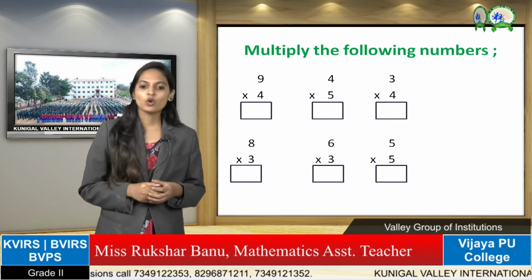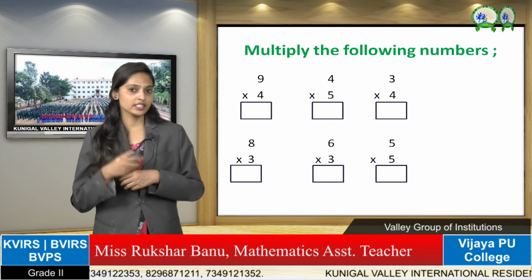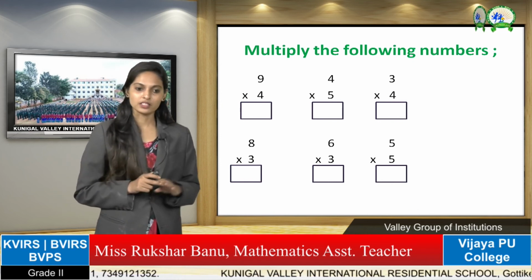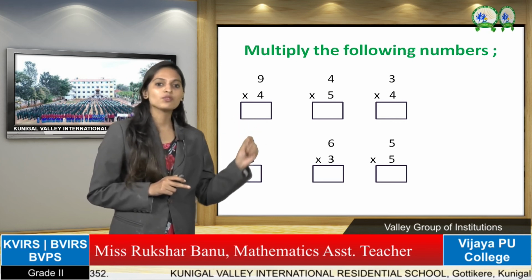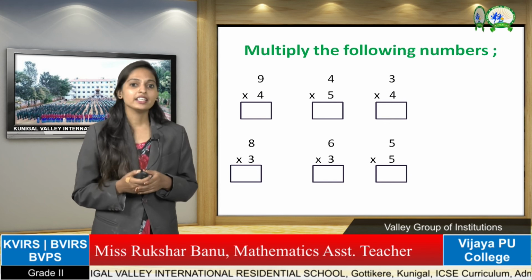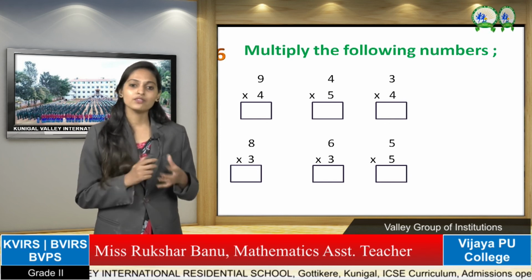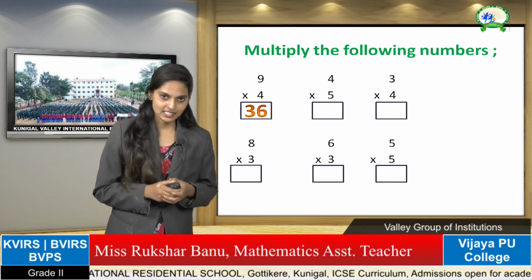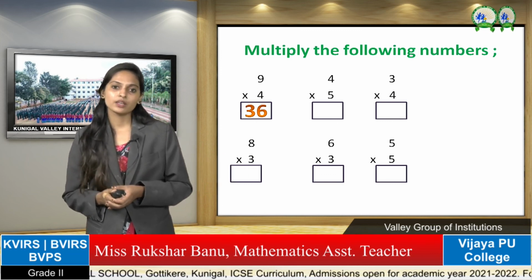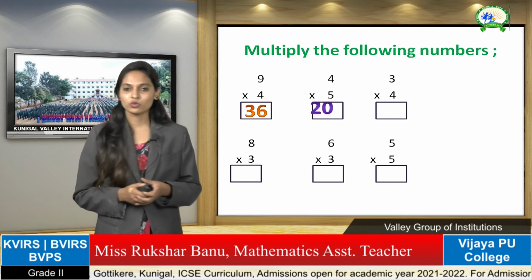Next, multiply the following numbers. As I said, the tables are very important for multiplication problems. So here you can see 9 times 4. 9 times 4 means 9 4s are what children? Yes, 36. So like this you have to write. Next, 4 times 5. 4 times 5 means 4 5s are 20.